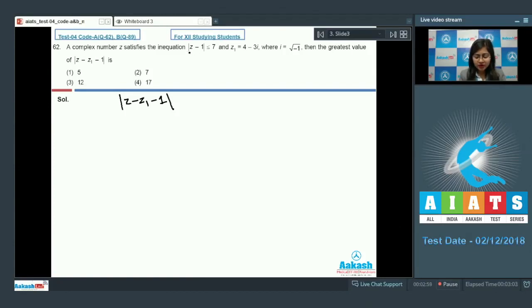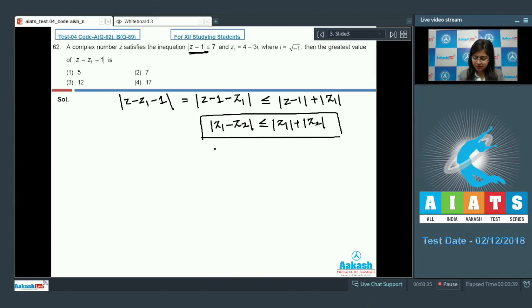Here now, as we are given the value of modulus of z minus 1, so let us create that term over here, that is we will write it equal to z minus 1 minus z1, right? Now we know that modulus of z1 minus z2 is less than or equal to modulus of z1 plus modulus of z2, right? So this can be written less than or equal to modulus of z minus 1 plus modulus of z1, right? So it can further be written as less than or equal to mod of z minus 1, as it is given to be less than or equal to 7.